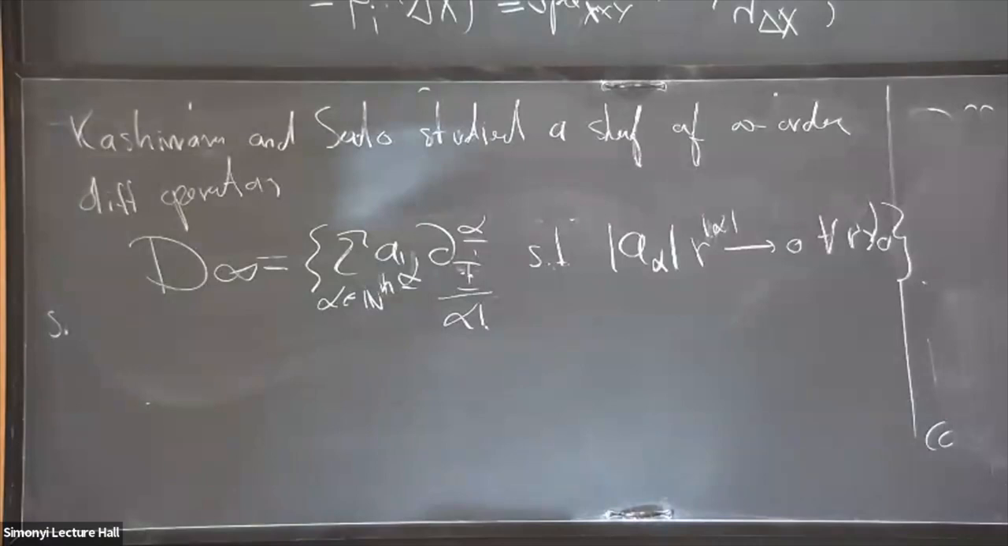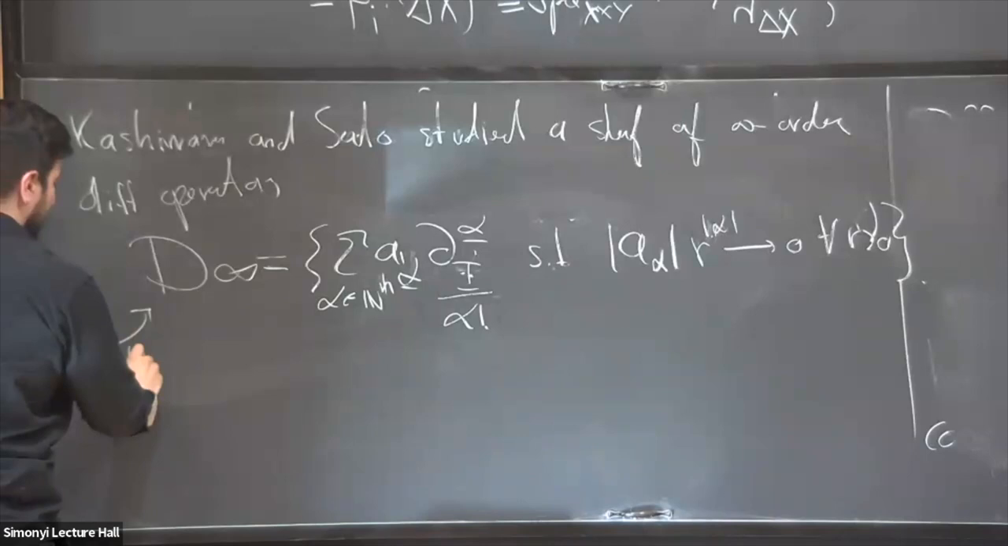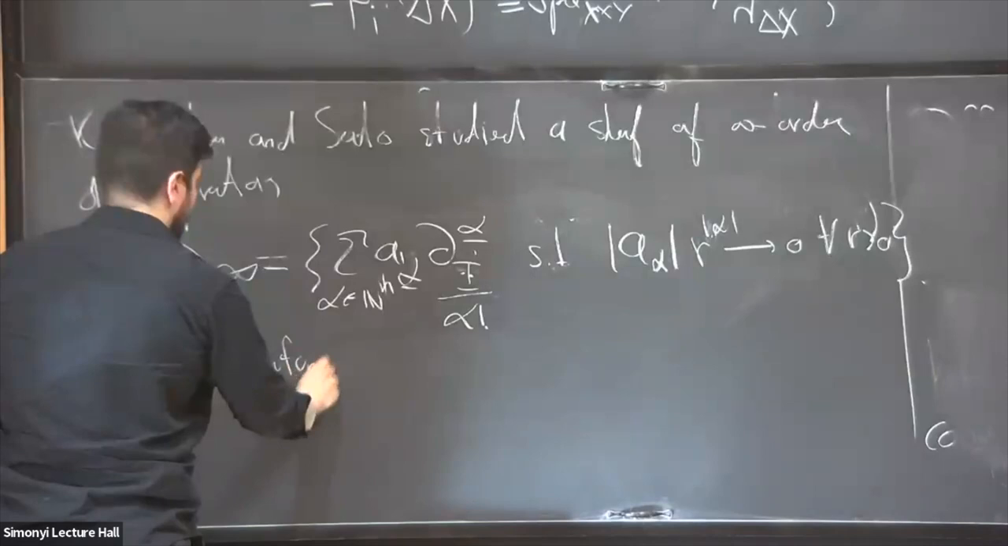So this space looks like some hyperfunctions. I think this is what we call them. The variables.